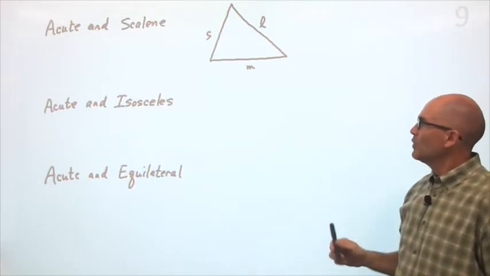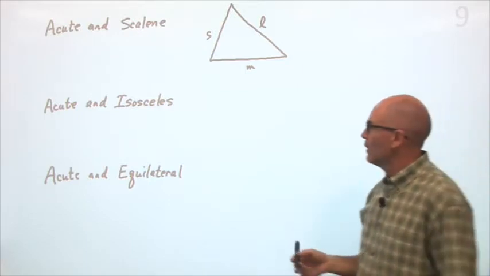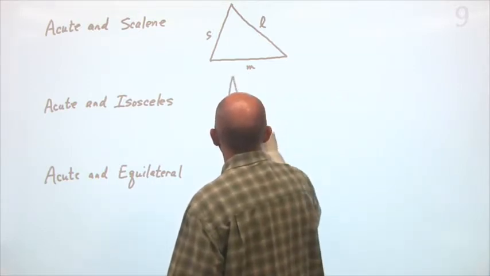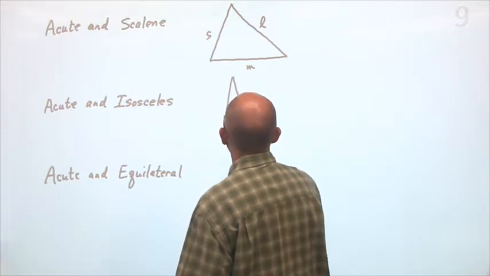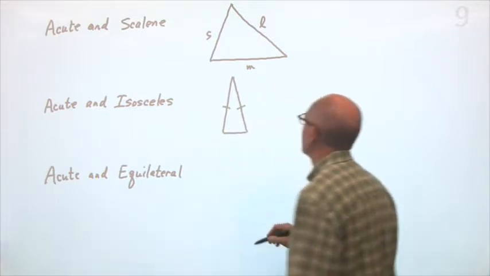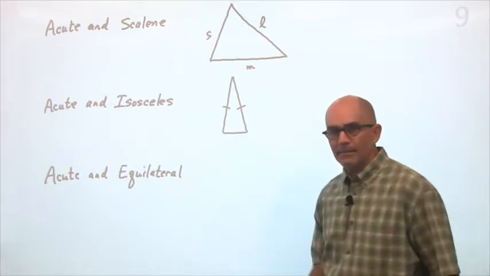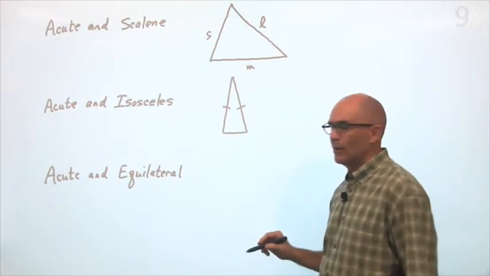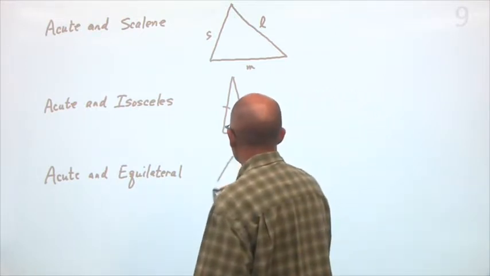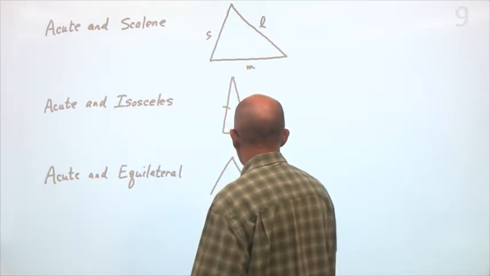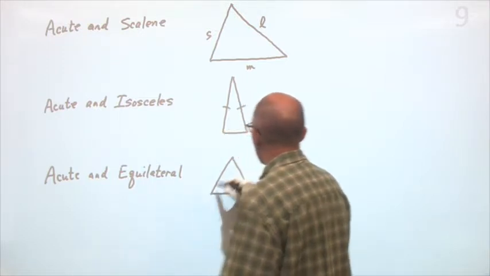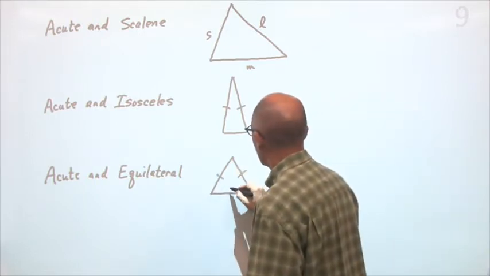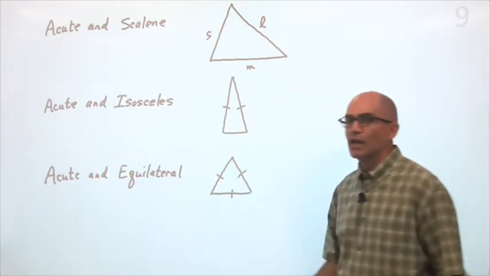Now, how about acute and isosceles? Well, that's going to be like this. Acute and isosceles. So notice these two sides are congruent, and all three angles are less than 90. Now, what about acute and equilateral? Well, every equilateral triangle is acute, because with an equilateral triangle, all three angles are 60 degrees. So, like I said, all equilateral triangles are automatically acute triangles.